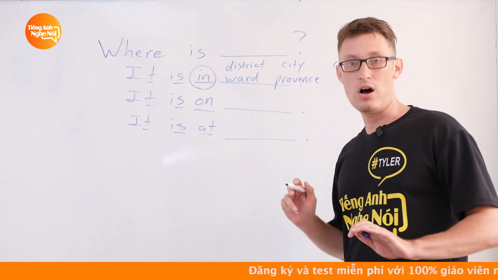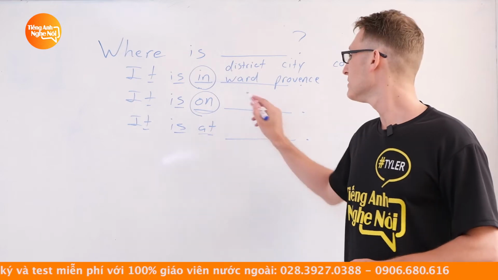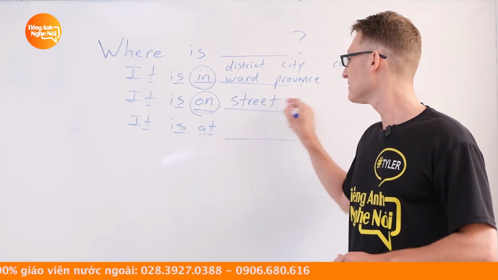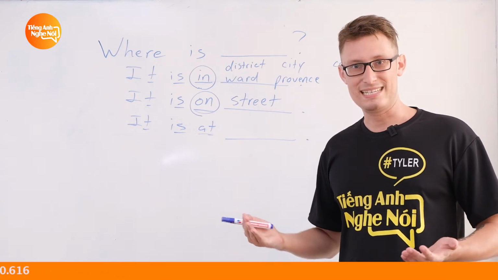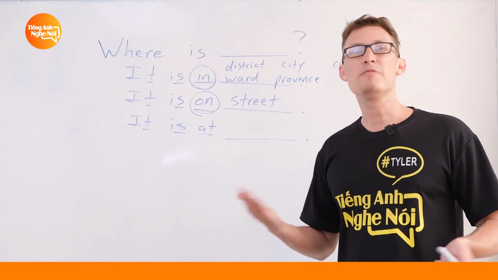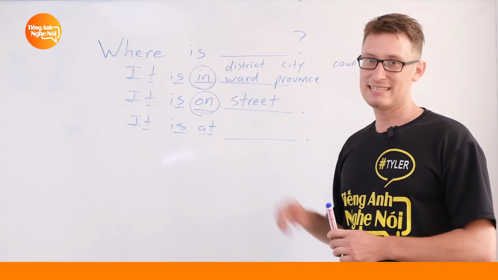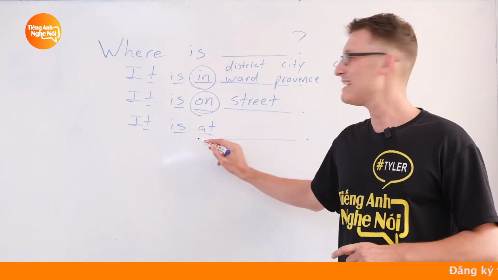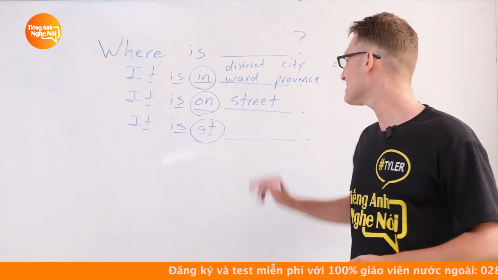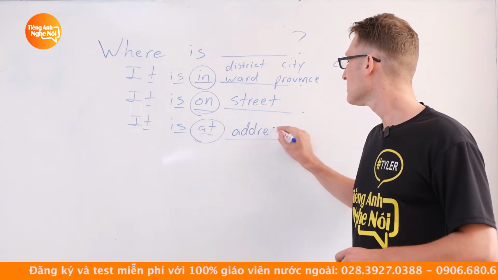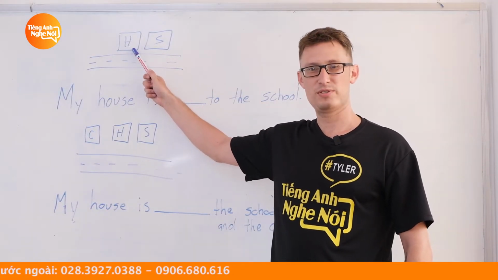whenever you say on, okay, you must say the street. Okay, it is on Tran Hung Dao Street. It is on Dinh Binh Phu Street. It is on Cách Mạng Tháng Tám Street. Okay, and the last one, it is at. Okay, when you say at, you must say the address.